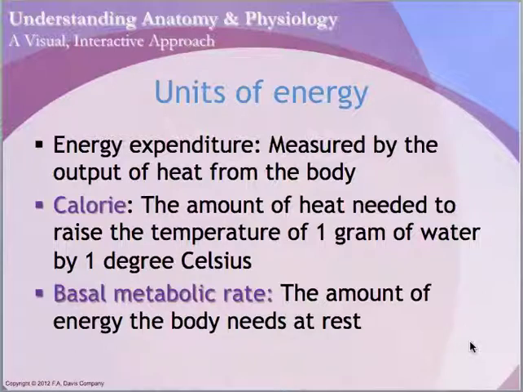Basal metabolic rate is the amount of energy the body needs at rest. There's lots of different things that affect this: anxiety, fear, eating, thyroid hormones, physical activity. Physical activity not only affects basal metabolic rate, but also affects the calories we need. In order to maintain weight, calorie intake must equal calorie output. If not, we either gain weight or we lose weight.